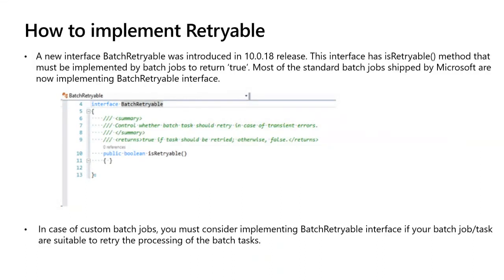Now, how to implement the retryable? In 10.0.18, to start using the Retryable framework, we introduce a new interface, BatchRetryable. This interface has a method called isRetryable. For us, customers, and partners to start using this framework, you need to implement that interface and set this method to true. Once you do that, your batch class is registered for the retry.